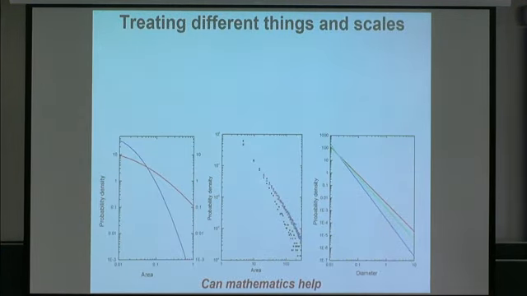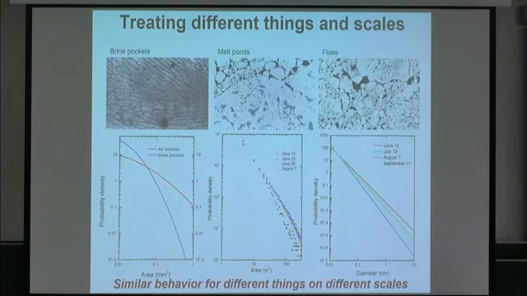And the question is, can mathematics help us do these different scales? What you see here are a few plots, log scale of probabilities for unnamed features that look a little bit interesting. It looks more interesting when you say what you're looking at. Here we see brine pockets and air bubbles over scales of millimeters. Here we're looking at melt ponds over scales of areas of tens to 100 meters squared. And here we're looking at ice floes over diameters up to 10 kilometers.